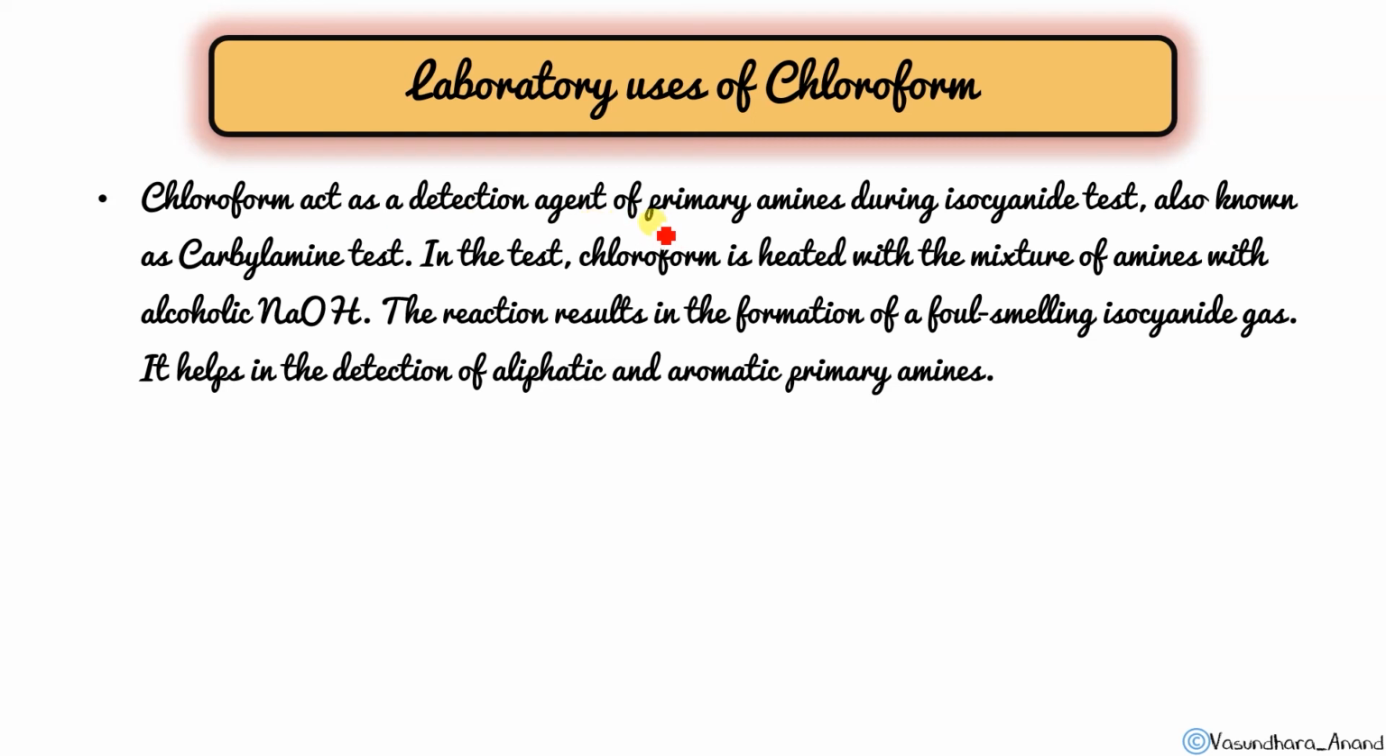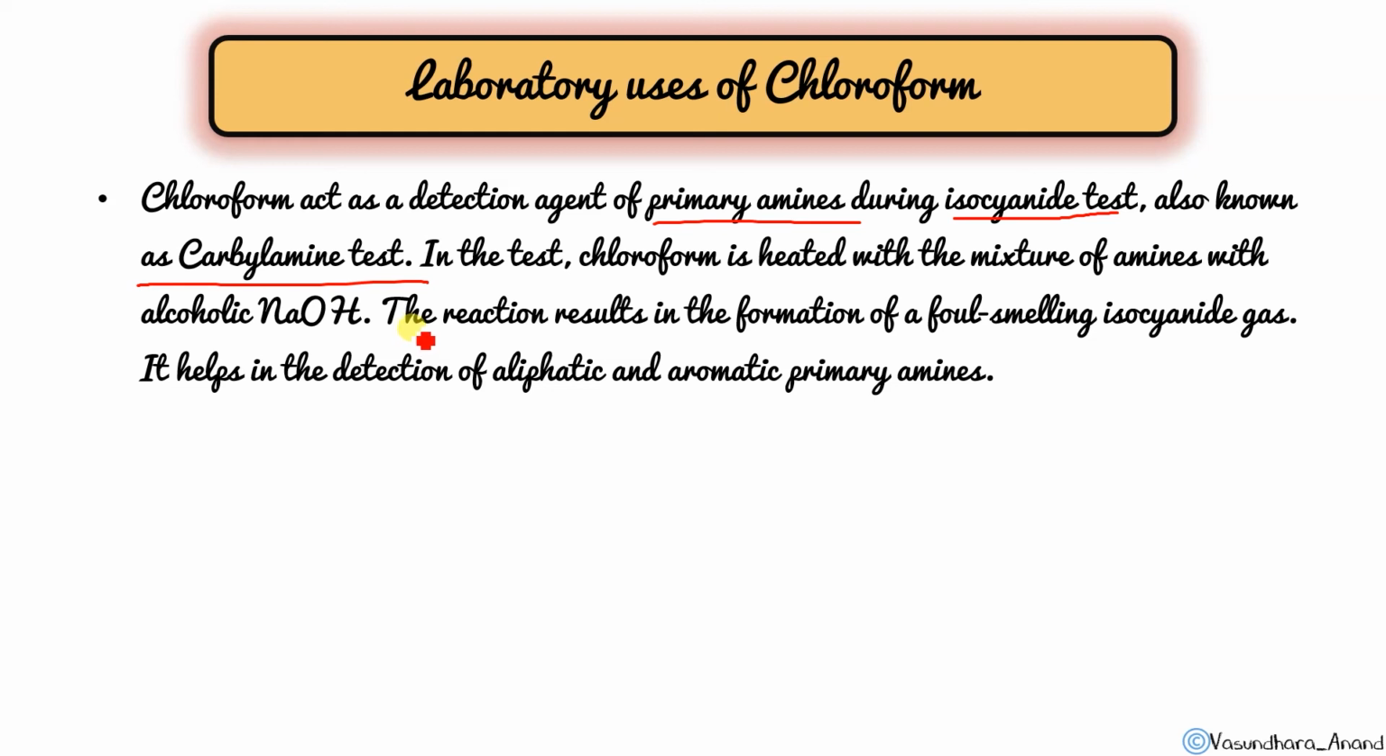This is also used in the primary amines carbylamine reaction, in which isocyanide is formed. So that's why it is also called the carbylamine test. Okay, here it is written, it is known as the carbylamine test. In the test, chloroform is heated with a mixture of amines with alcoholic NaOH, and it will give you isocyanide, the smell of isocyanide that is found.